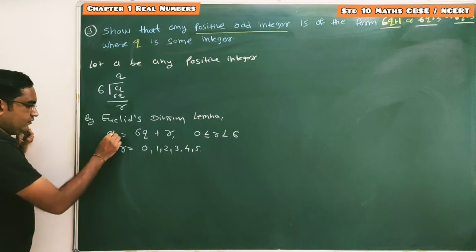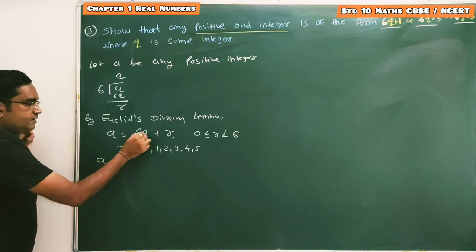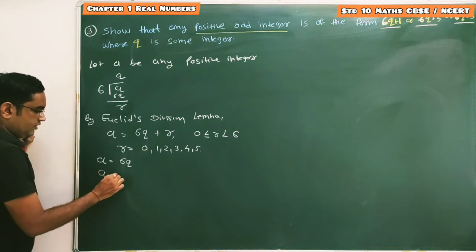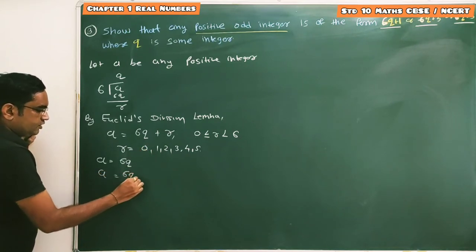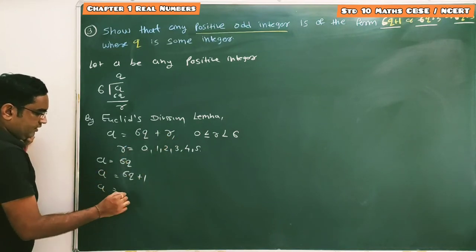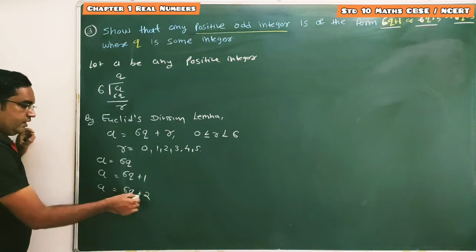So now we can say the positive integer a is nothing but 6q plus 0 when r is 0, or a can be 6q plus 1 when r is 1, or a can be 6q plus 2 when r is 2.